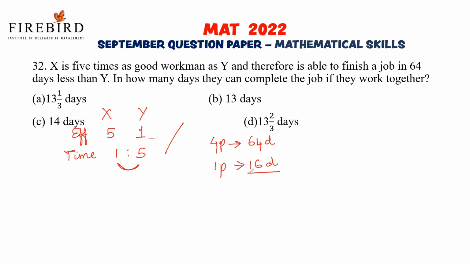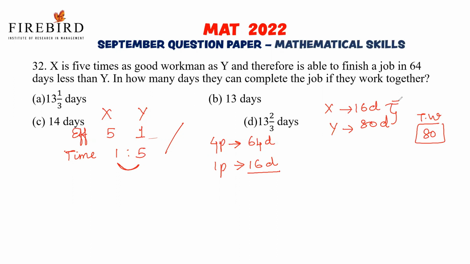Okay, now my question is in how many days they can complete the work if they work together. See, x takes one part, that is 16 days to complete a work, and y takes how many days? 16 times 5 is 80 days to complete a work. So what is the LCM of 16 and 80? It is nothing but 80. Let us take that total work is 80.